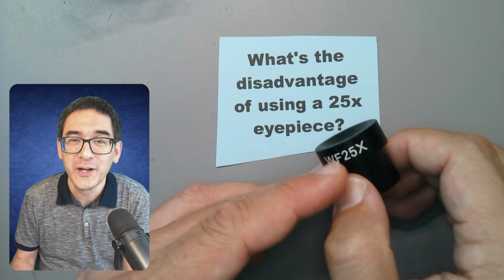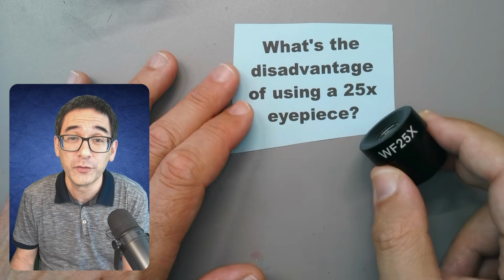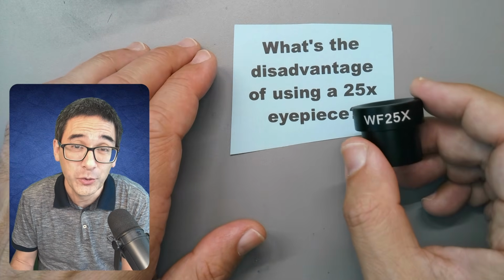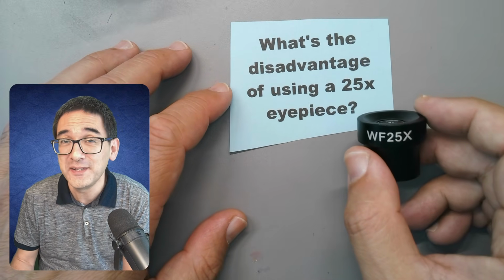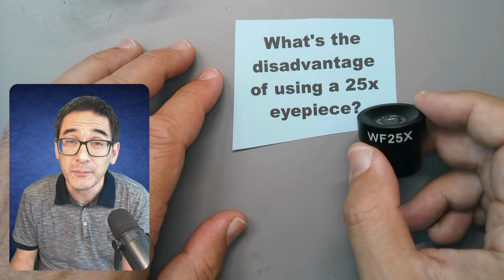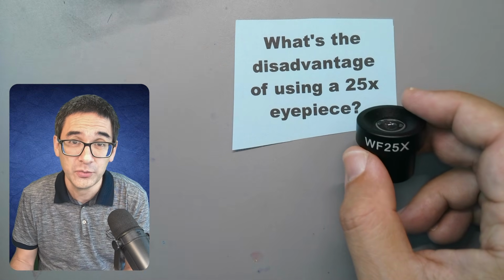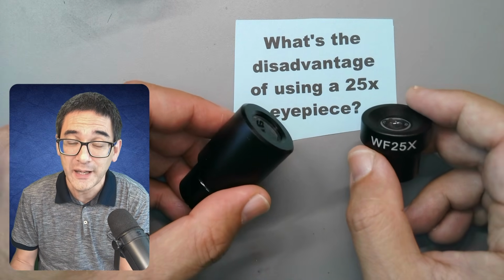And in today's video, I would like to talk about the question that I received from one of my viewers. What's the disadvantage of using a 25 times eyepiece for microscope? Well, the textbook answer would be those 25 times eyepieces do not allow you to see more because the resolution is not there. In other words, you can see it bigger, but you do not see more details because everything is simply more blurry compared to the 10 times eyepieces.